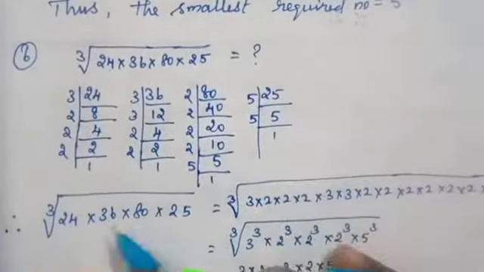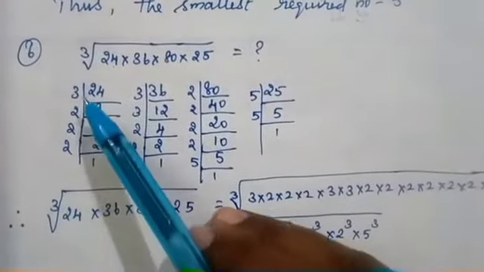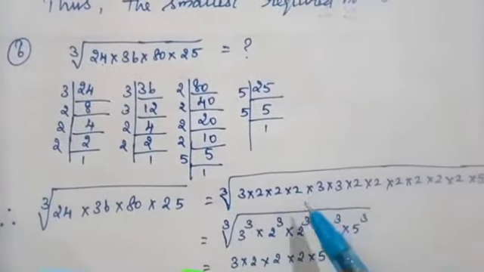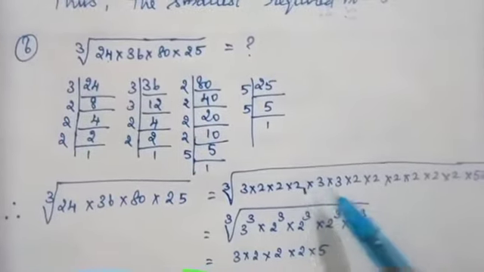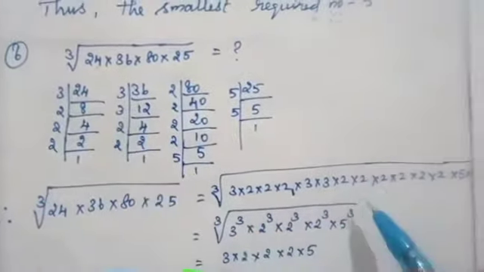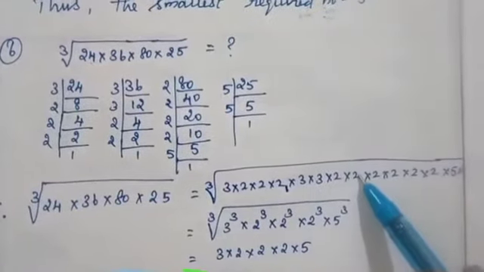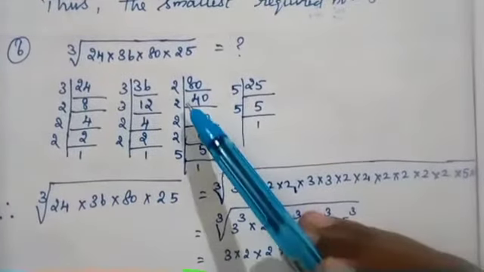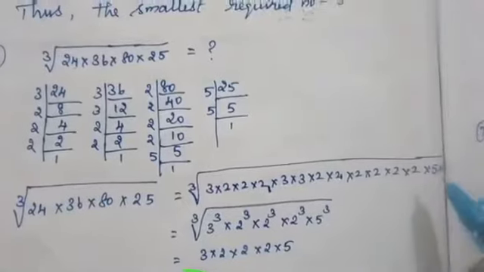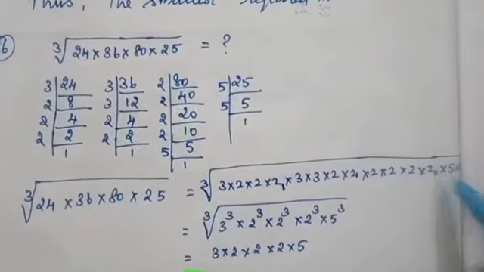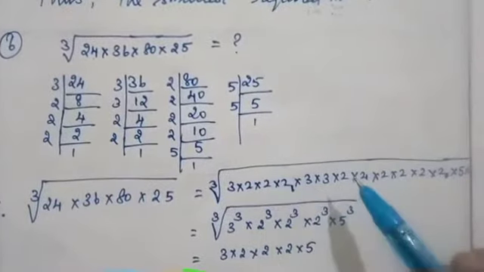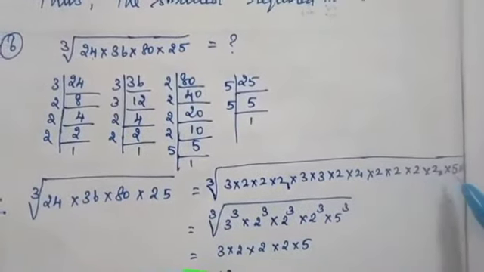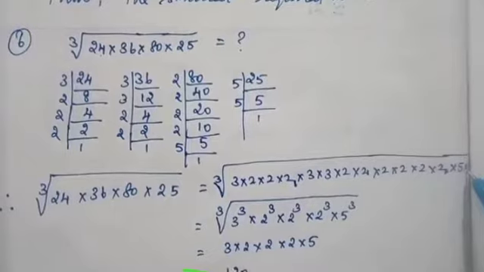Write the question as the cube root of the first number's factors, 3 into, up to this is the first one's factors. Next, the second one's factors, up to this. Next, the fourth one's factors. The last one, the fourth one's factors, is 5 into 5.